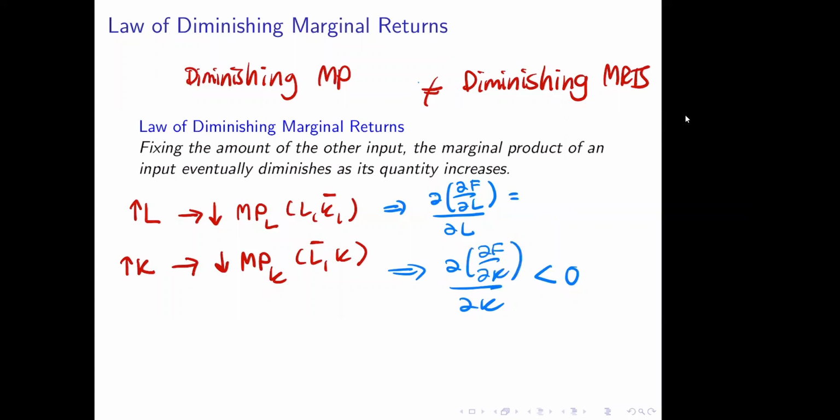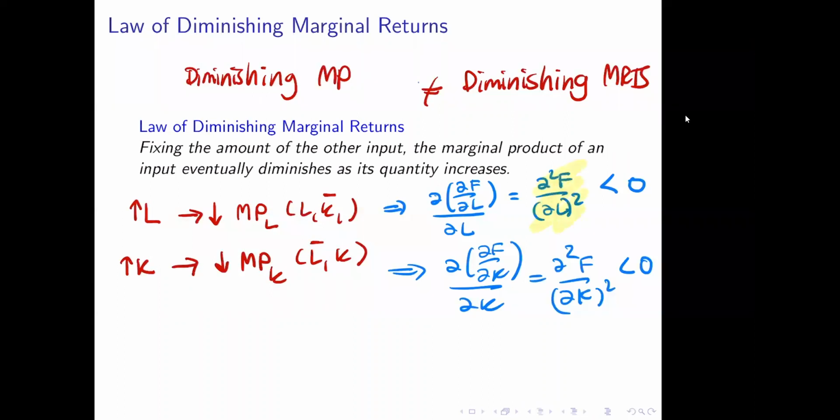This is pretty much just a second order derivative, and it has to be less than 0. We also call this one FLL, and this one FKK, the second order derivatives. That is the law of diminishing marginal returns.